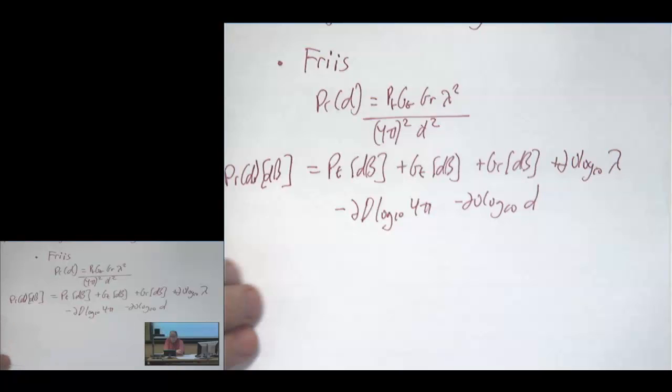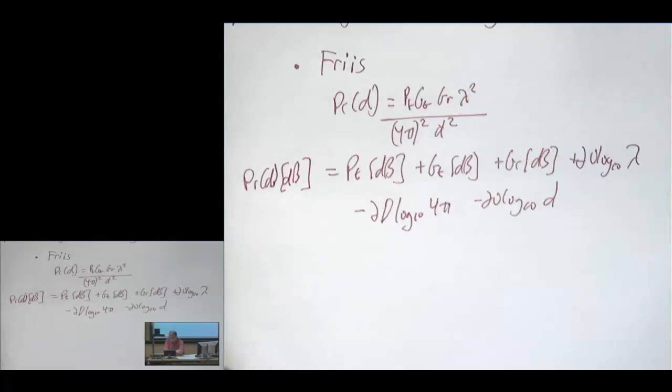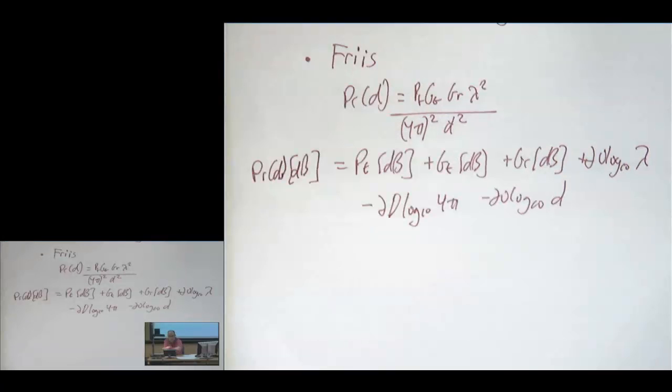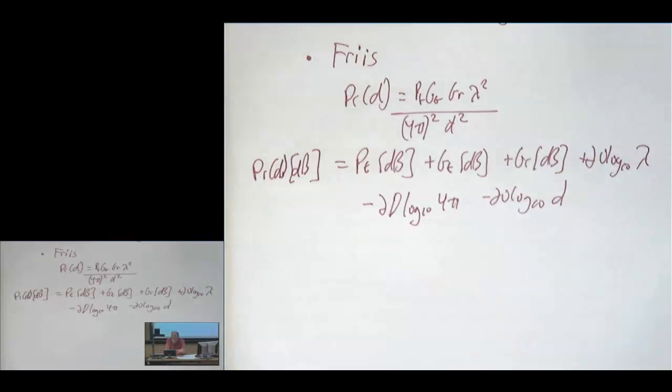Now, if I put this in dBm, what would change here? Only one thing. This PT would be in dBm, and the PR would be in dBm. Everything else would stay the same. So going from dB to dBm doesn't change the values of these quantities, only changes the transmit and receive coefficients here.